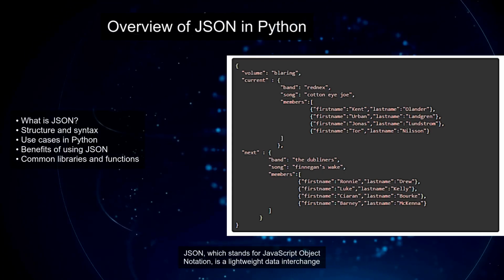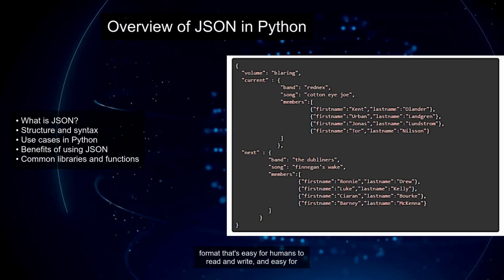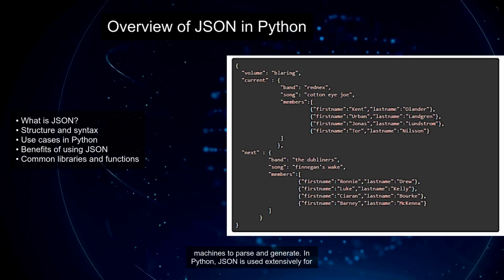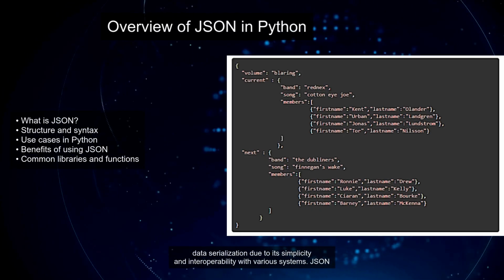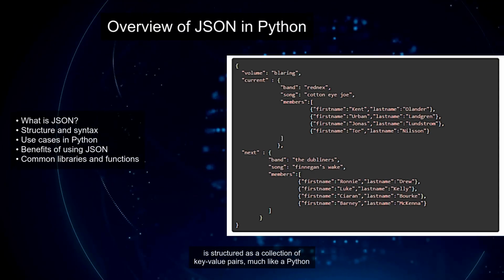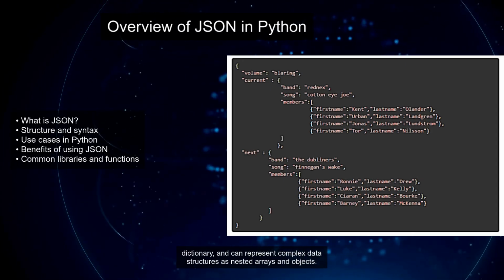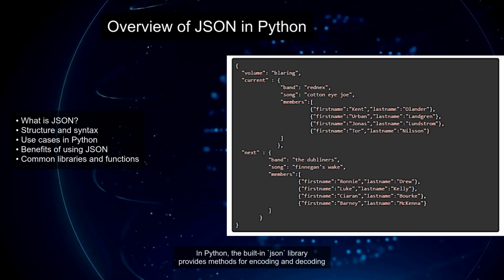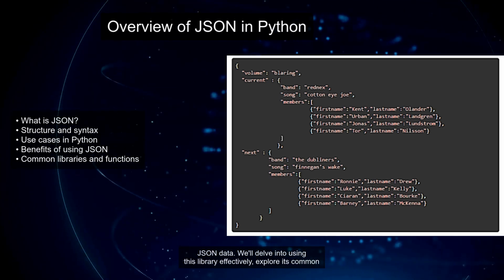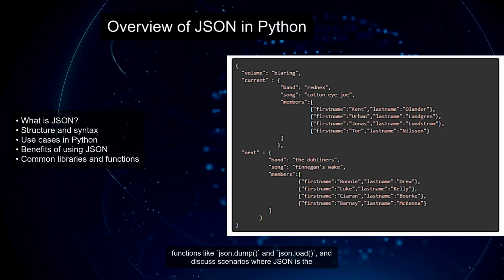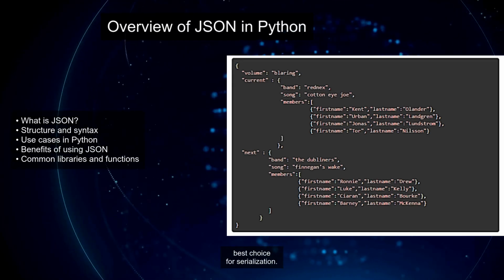JSON, which stands for JavaScript Object Notation, is a lightweight data interchange format that's easy for humans to read and write, and easy for machines to parse and generate. In Python, JSON is used extensively for data serialization due to its simplicity and interoperability with various systems. JSON is structured as a collection of key-value pairs, much like a Python dictionary, and can represent complex data structures as nested arrays and objects. In Python, the built-in JSON library provides methods for encoding and decoding JSON data. We'll delve into using this library effectively, explore its common functions like json.dump and json.load, and discuss scenarios where JSON is the best choice for serialization.